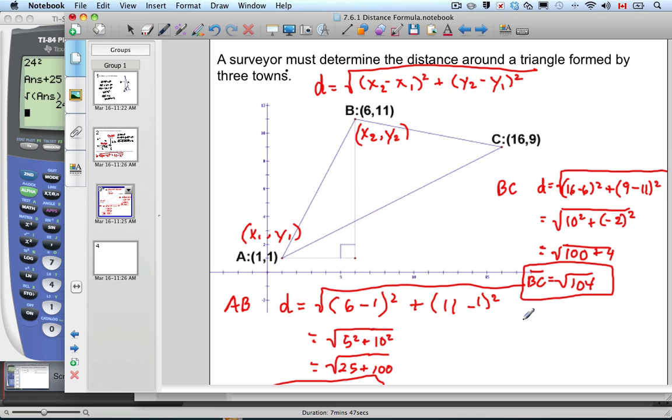And finally, the last one, we have AC to find. All right, so our distance is, let's start with A. So it would be 1 minus 16, all squared, plus 1 minus 9, all squared. This gives us the square root of 15 squared plus negative 8 squared. Okay, so 15 squared is 225.